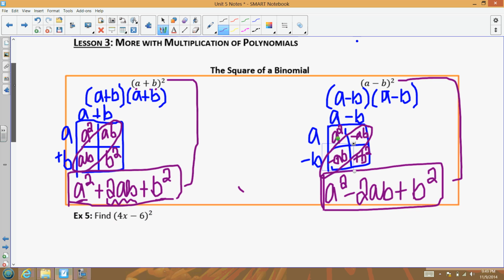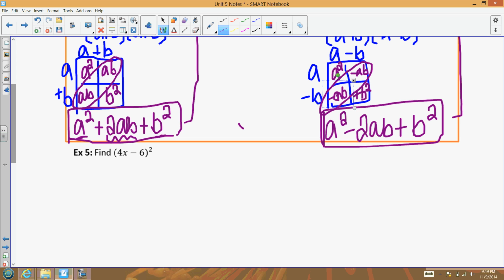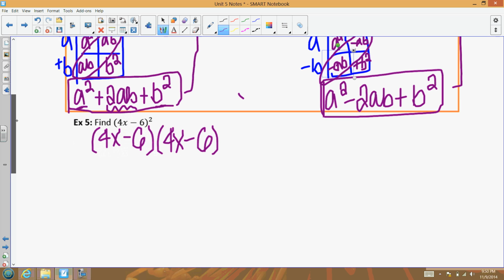you don't have to. So let me do an example where you do the method we used previously, and then I'll show you how to use these formulas. If we look at example 5, this is just asking you to find 4x minus 6 quantity squared. You have to remember that whenever you see this, it does not mean square each term. It really means 4x minus 6 times 4x minus 6. That's what squaring something means. It means multiply the quantity by itself.